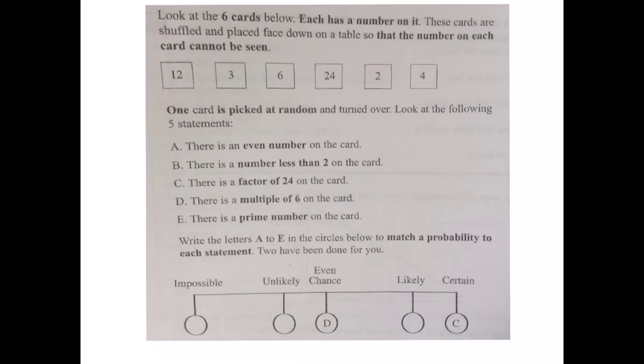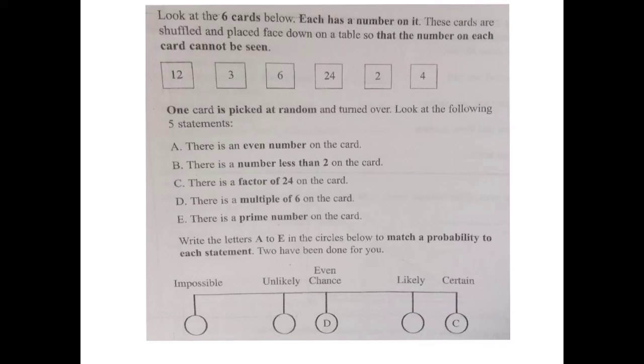Look at the 6 cards below. Each has a number on it. These cards are shuffled and placed face down on a table so that the number on each card cannot be seen. So we've got 6 cards: 12, 3, 6, 24, 2 and 4. One card is picked at random and turned over.